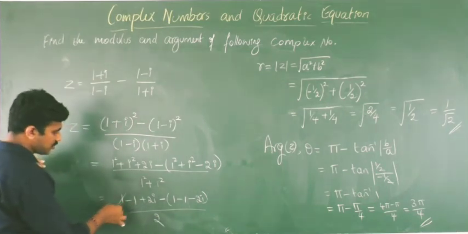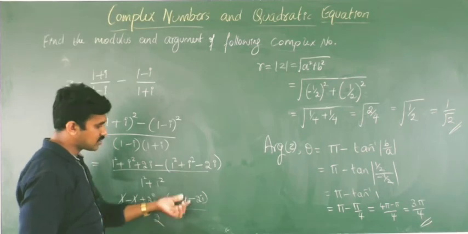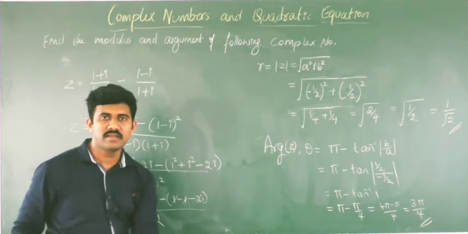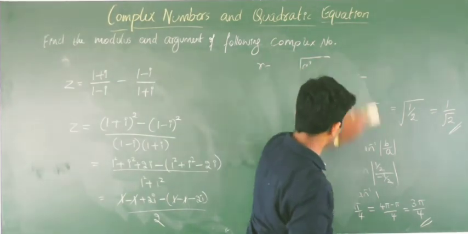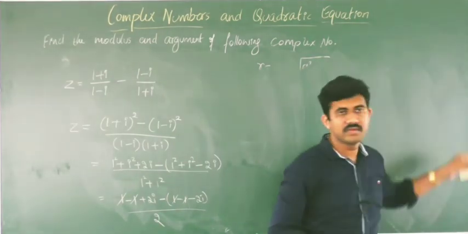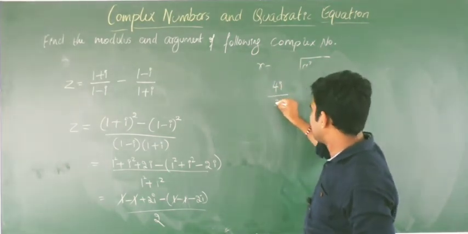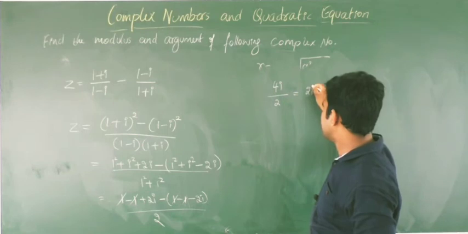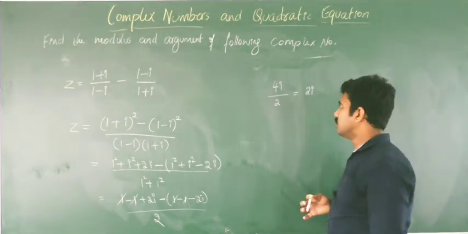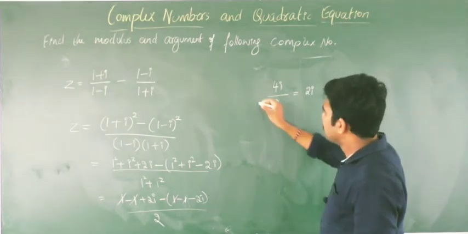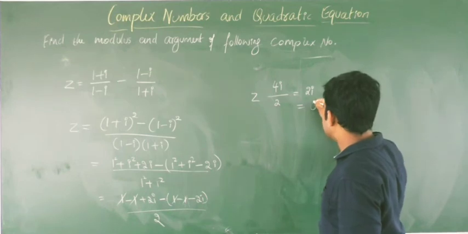Here you can observe this gets cancelled. 2i minus of minus 2i, that is 2i plus 2i, 4i, we'll get. That is equal to 4i divided by 2, and this can be written as 2i because the denominator is 2, you can divide by 2. 2 2s are 4, and this is z, or this can be written in the form 0 plus 2i.